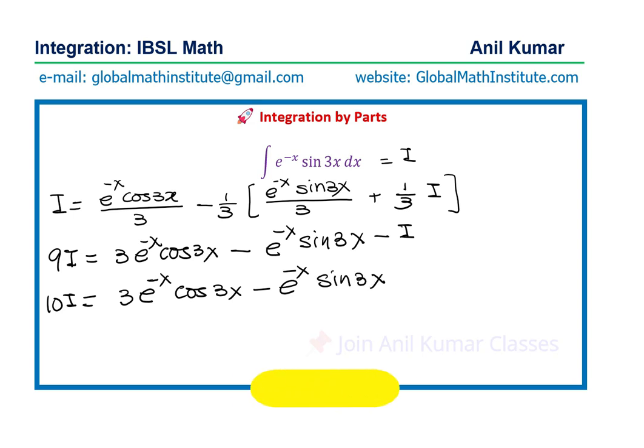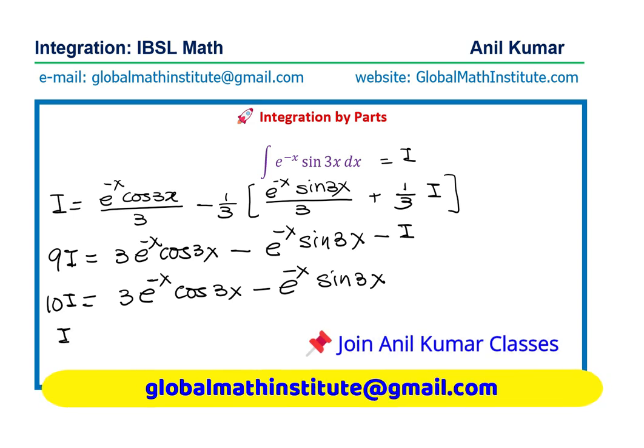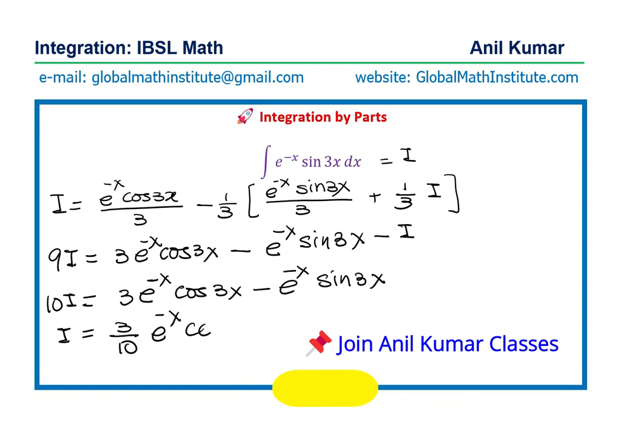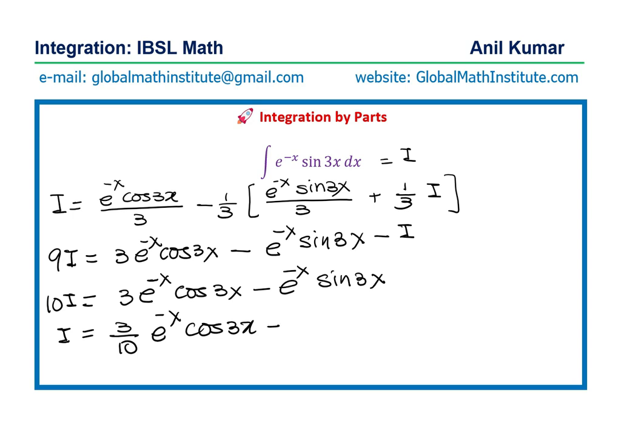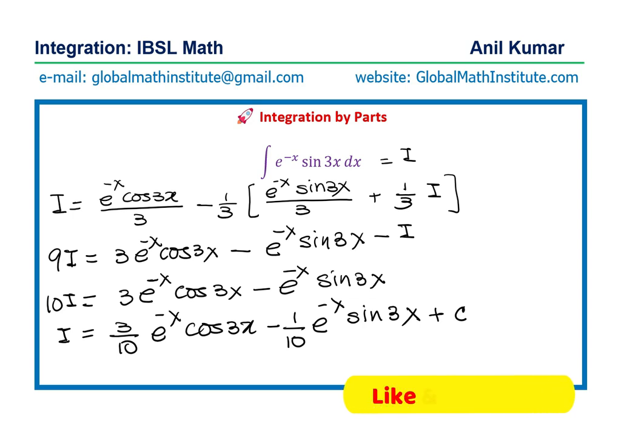So now we can get the final answer that the integral is equal to 3 over 10 e to the power minus x cos 3x minus 1 over 10 e to the power of minus x sine 3x, and definitely we'll write C for a constant, which will always be there. So I hope that makes sense. And this is how we are going to solve this particular problem by applying integration by parts twice.